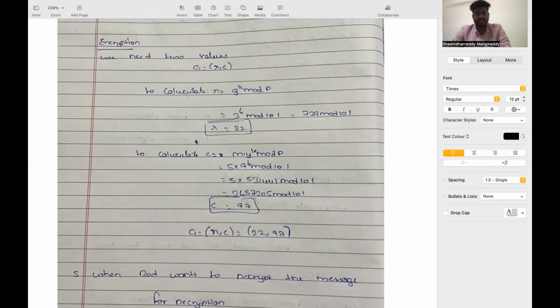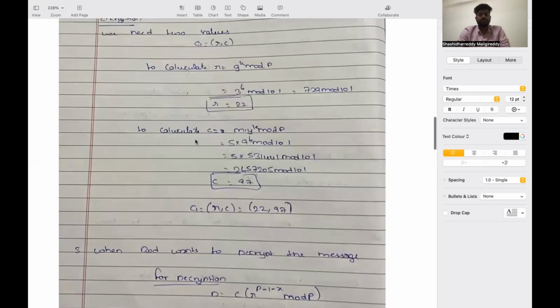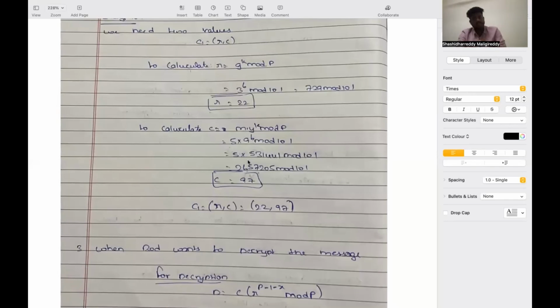And now we have to calculate the C value. We know the equation C equals M into Y power K mod P, where M equals 5, which is the message, Y equals 9 is given, K value is 6, and P equals 101. So 5 into 531441 mod 101. After calculating, we get the C value as 97. So the ciphertext is R, C, which is 22, 97. So we got the value of the ciphertext.